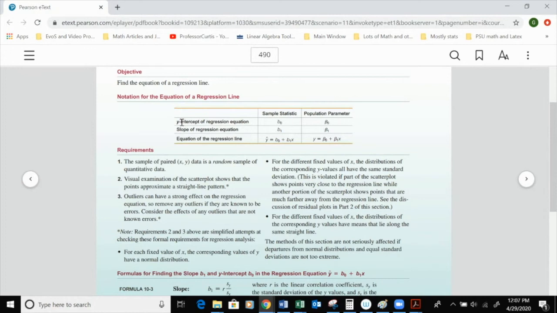Because think of how you get the y-intercept. The y-intercept occurs when x is 0. So you look at this regression line equation. If my x value is 0 and I plug it in, well, then what does y hat equal? It equals b sub 0. That's the y-intercept. Well, what does that mean?